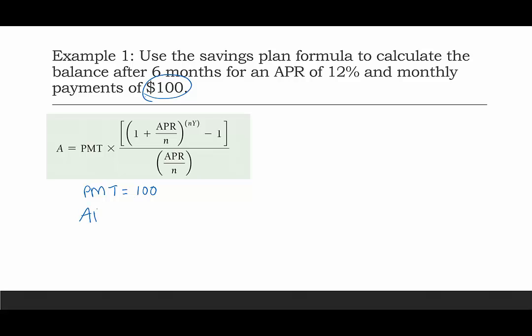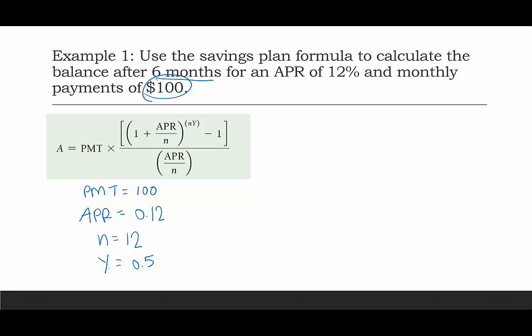The APR is 12%. I like to convert 12% to its equivalent decimal, so I might say 0.12, but you can also say 12%. Next, we need to figure out what n is. So this is the number of times you're putting money in the account. That would be per year. That would be 12. Y is the number of years. Now we're looking at 6 months. So we don't want to say y equals 6 because that would be 6 years. 6 months we want to convert to years, and that would be half a year. So you can either say 1/2 or you can use 0.5. It doesn't matter because 1/2 and 0.5 are the same thing.